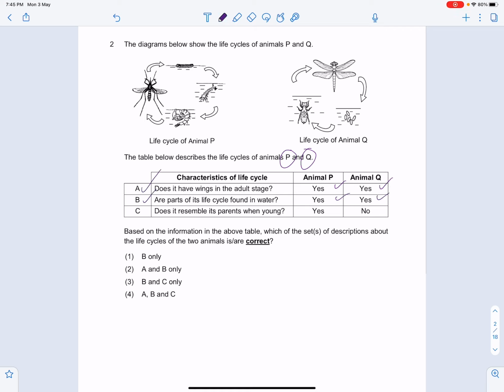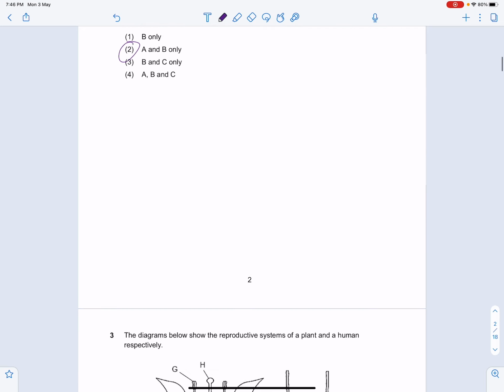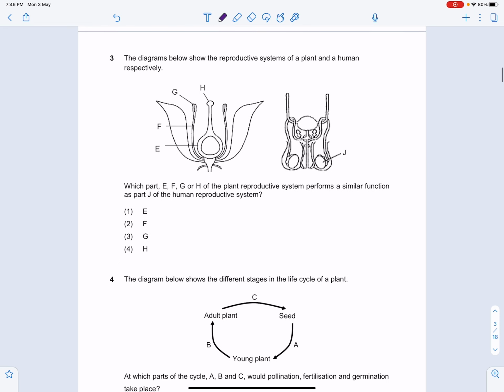Now for C, does it resemble its parents when it's young? From the two diagrams, you can clearly see that for both animal P and Q, the young does not resemble their adults. So the answer should be both no. However, for animal P, it is a yes. So therefore this is wrong and this is correct. That rules out C, leaving us with the answer A and B, so option number 2. Moving on to question number 3.